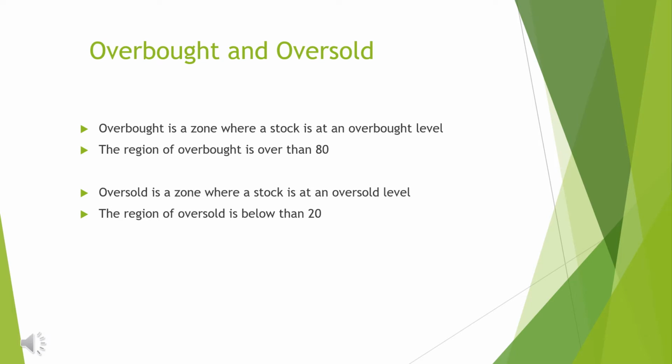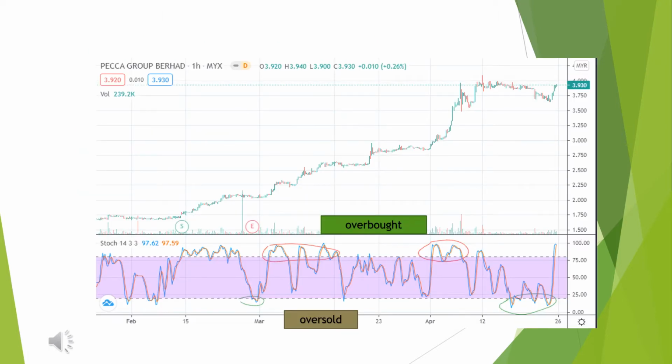Overbought and oversold. Overbought is a zone where a stock is at an overbought level. The region of overbought is over 80. Oversold is a zone where a stock is at an oversold level. The region of oversold is below 20. This is an example of overbought and oversold in the 20 and 80 region.